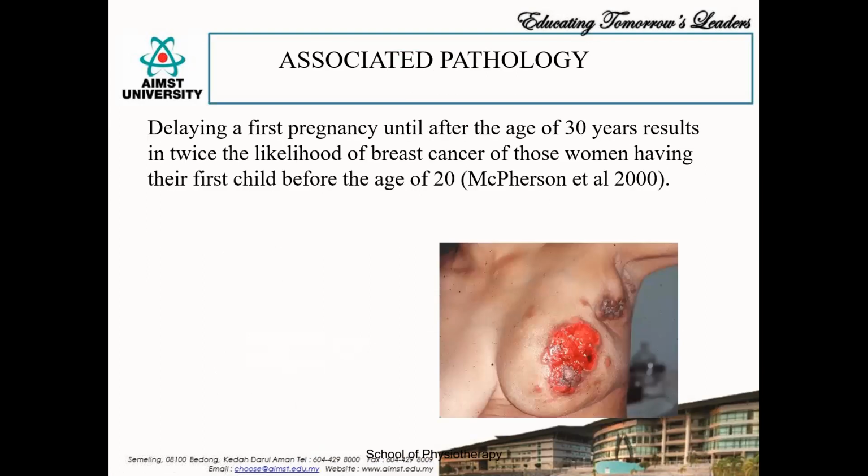Next is associated pathology in the breast. Sometimes if the mother is delivering later than 30 years, there is more chance of breast cancer or some kind of lesions like this. There will be an increase in the blood supply to the breast, and because of that, the wounds will get bigger and rupture, and this will lead to this kind of problem. So this is all associated pathology.